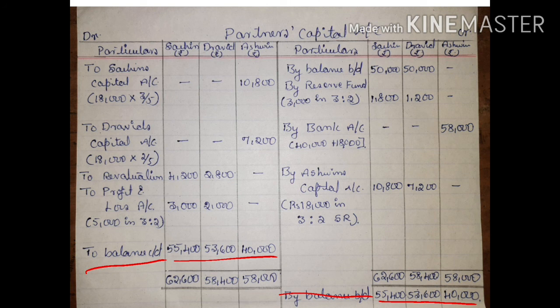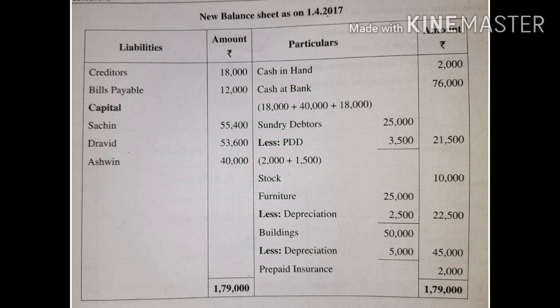Next, where to record these items? Where we have to record? In a balance sheet. Okay, new balance sheet. Remember that. And last, we have to prepare the new balance sheet as on 1/4/2017, after the admission date. Okay, remember that. Liability side.